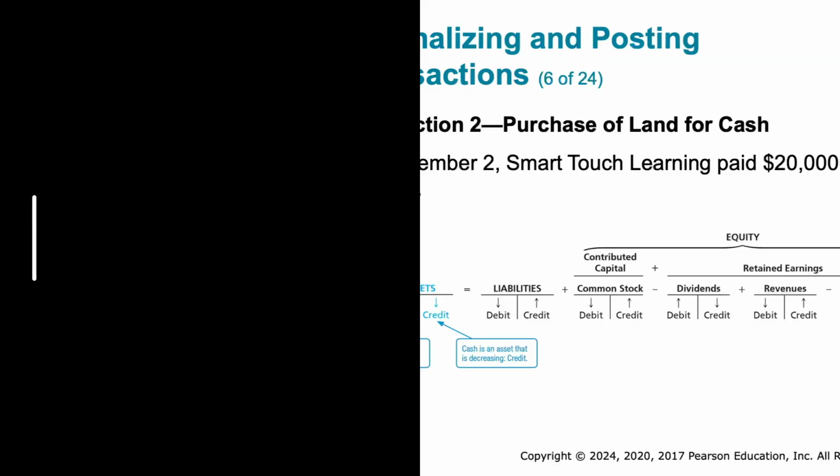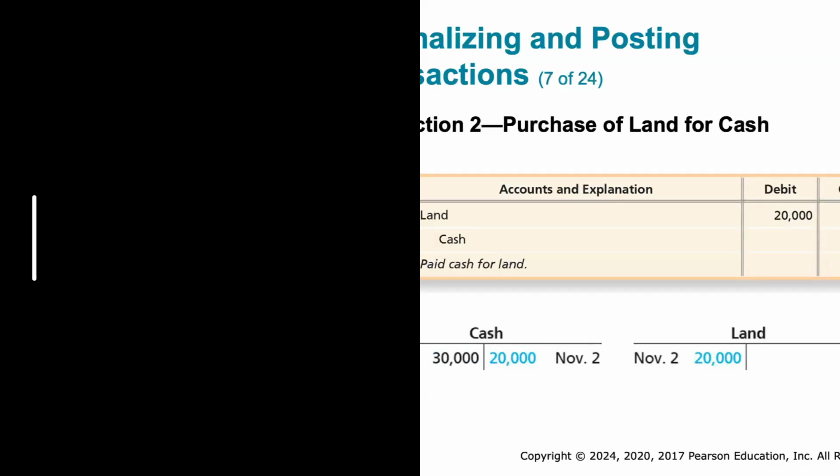So cash is going to go down. We spent $20,000, right? So that's going to decrease. Cash is an asset, it's going to be decreasing. It's going to be a credit. Land is an asset and it increased. So land is an asset and it's going to increase. That is going to be our debit. So our first account to be shown is land. It's our debit. November 2nd, land, $20,000.